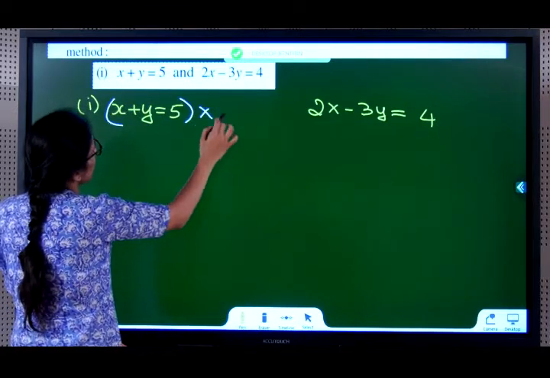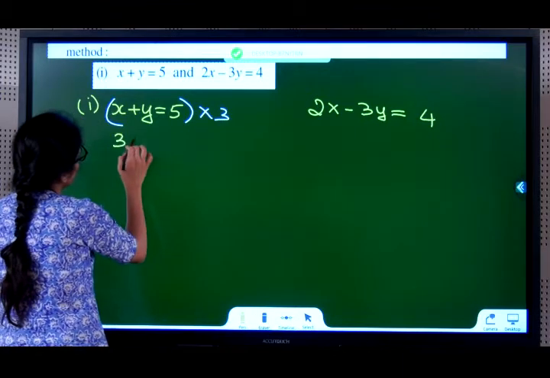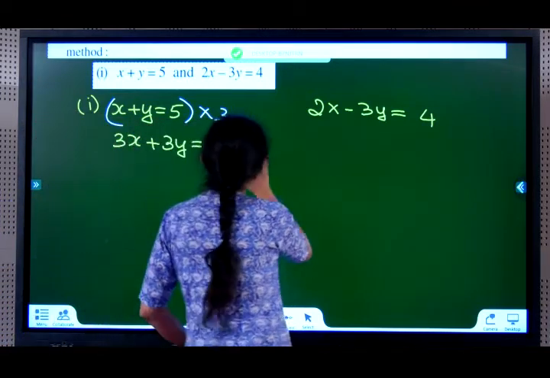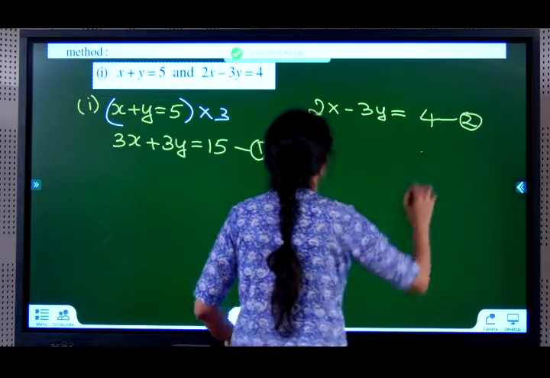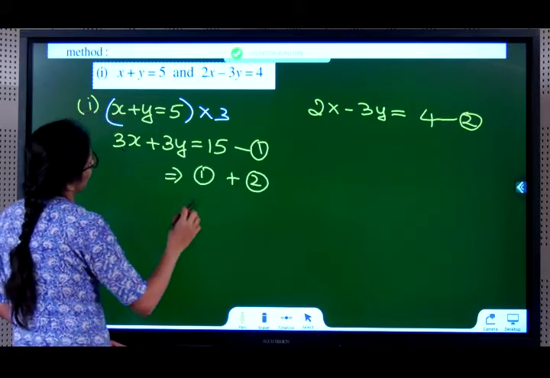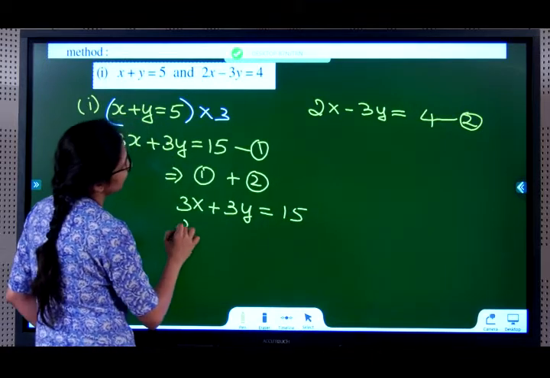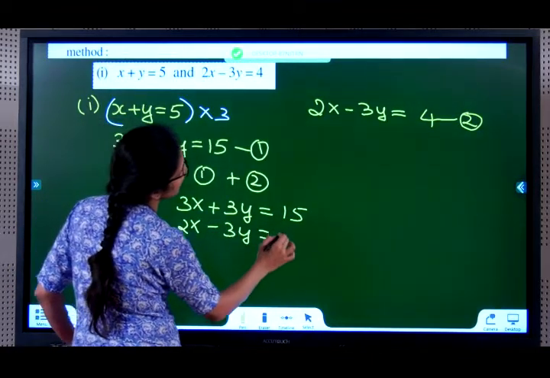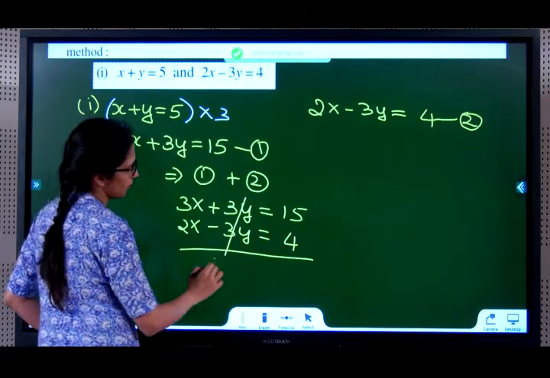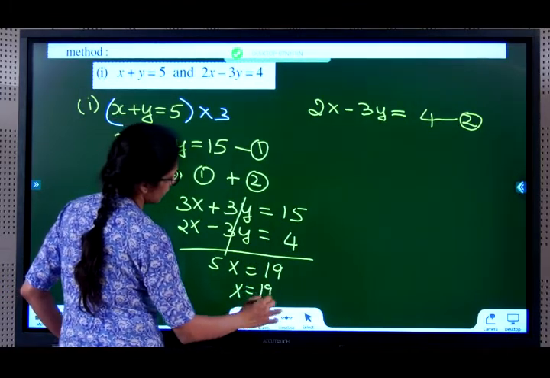So multiply this whole equation by 3 so that the y coefficients become the same. 3x plus 3y is equal to 15. Call this 1, call this 2. So now 1 plus 2. 3x plus 3y is equal to 15. 2x minus 3y is equal to 4. Add it, 3y and 3y cancel. 3x plus 2x, 5x. 15 plus 4, 19. x is equal to 19 by 5.